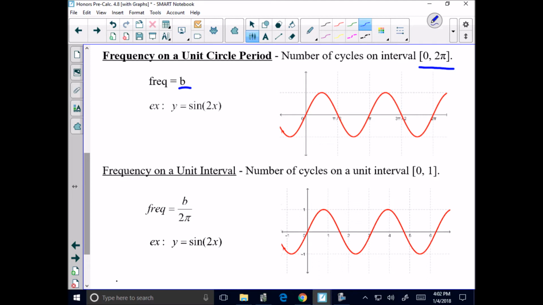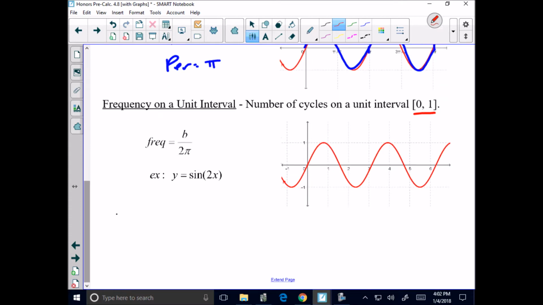Right here, if we're looking at y equals sine of 2x, we can say that we have a period of pi. And we can see that we get through 2 full cycles in a length of 2 pi on the x-axis. Right? But the frequency that we're going to talk about more specifically is going to be frequency with regards to a unit length, or a length of 1. And right here, we're going to say that that frequency can be determined by taking the b value and dividing it by 2 pi. Now, right here, we know that we have a period of pi, right?